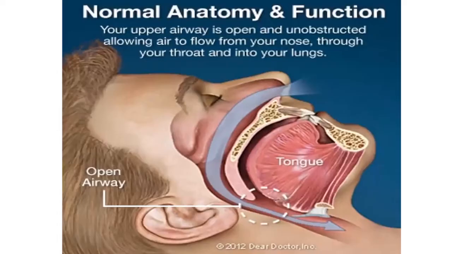This is normal anatomy and function. You can see the tongue, the soft tissue around the tongue, and the epiglottis. The airways stay open when you are sleeping. There's no problem. Next slide, please.